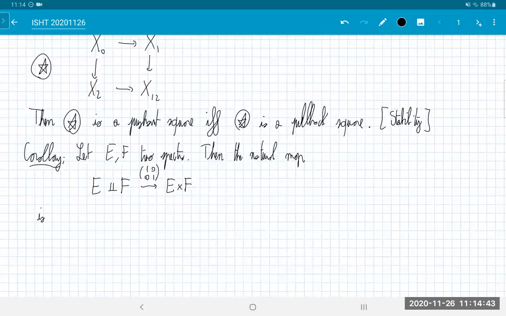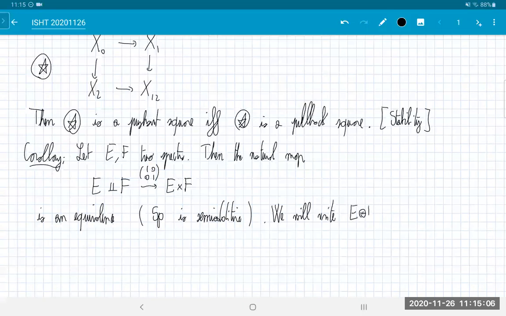Is an equivalence. This is sometimes called, under the name of semi-additive, that a coproduct and the product are the same. We will write E direct sum F for the common value. This is something that happens also in abelian groups, for example. Coproducts and products are the same via this canonical map.